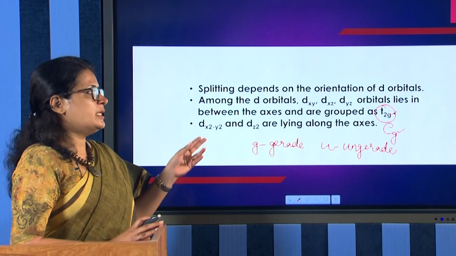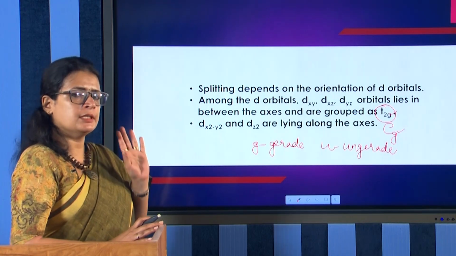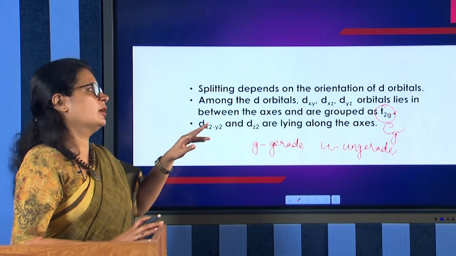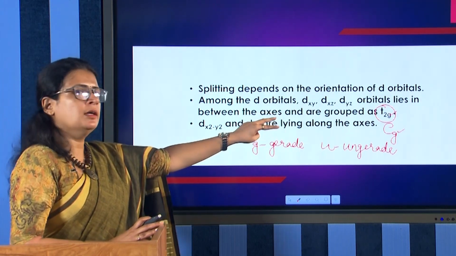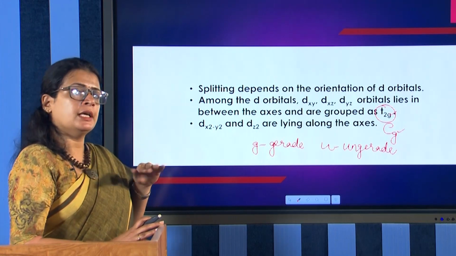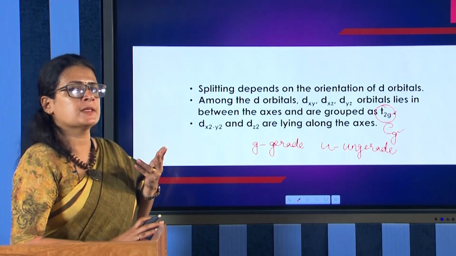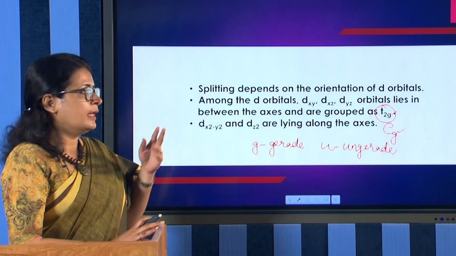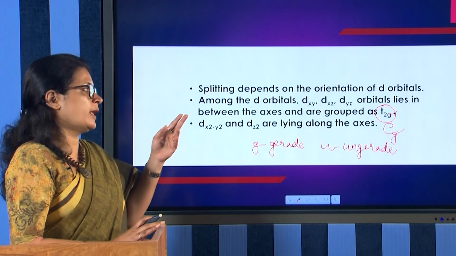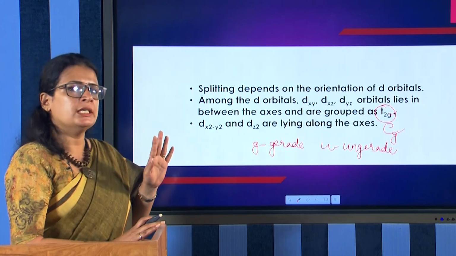So, eg and T2g. When we are discussing splitting in octahedral complexes, we will be using the term g there, T2g and eg. But in the case of tetrahedral complexes, there is no such symmetry, so g will be removed. It will be simply denoted as T2 and e. No g will be used.